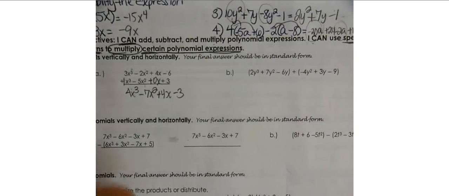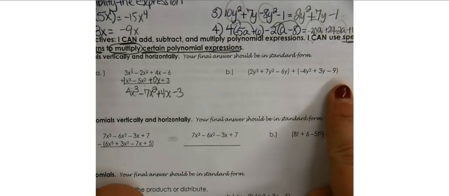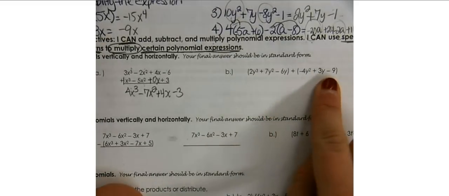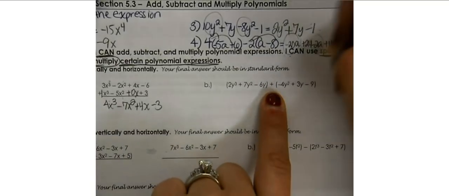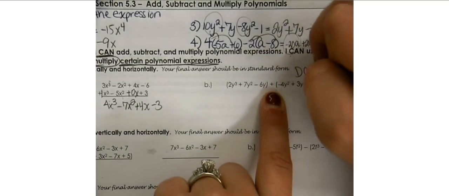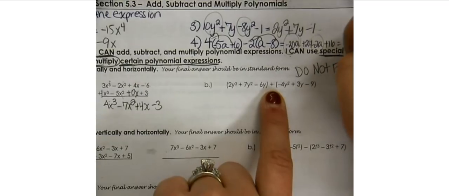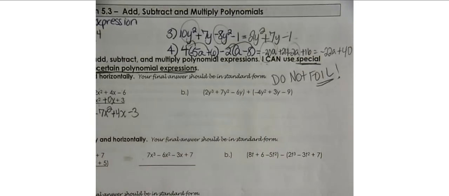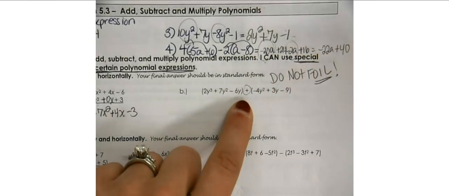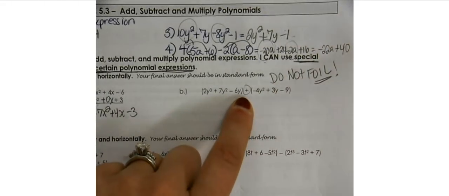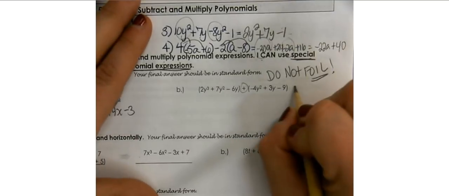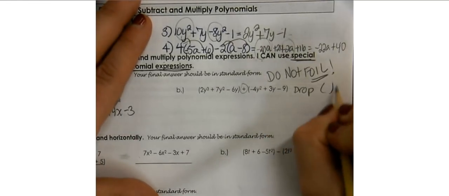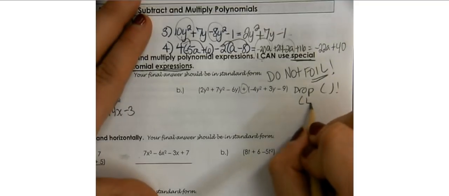For letter B, you can add going horizontally, where if you have two polynomials and you see an addition sign, please, please, please do not FOIL. This is not a FOIL situation. On one of our last tests, or a couple tests ago, people wanted to FOIL, but we're actually adding these values, which means that we're going to drop the parentheses and then simply combine your like terms. CLT means combine your like terms.